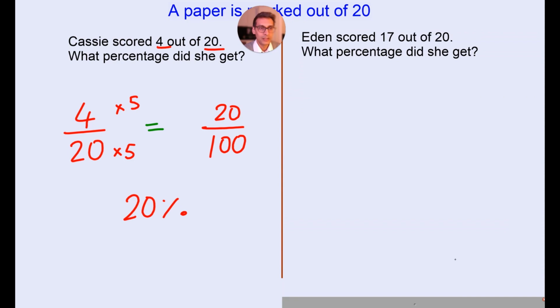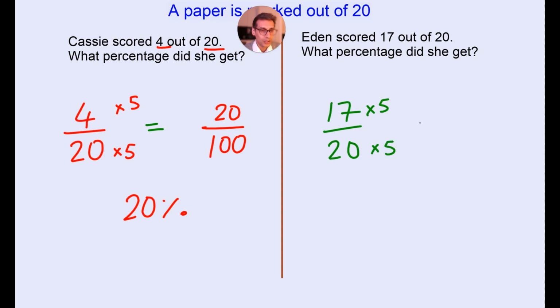And now we want you to try this example on the right. What percent did Eden get in this test? Okay, pause the video if you need more time. So first of all, we're going to write it as 17 over 20. And because it's the same denominator, we're going to multiply both the numerator and denominator by 5 again. So this is going to be over 100. That's what we want to get to. And 17 times 5 is going to give us 85, which is 85%.